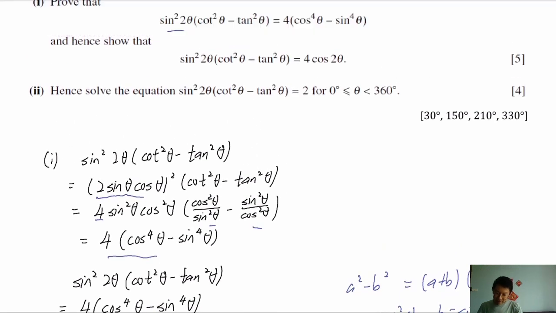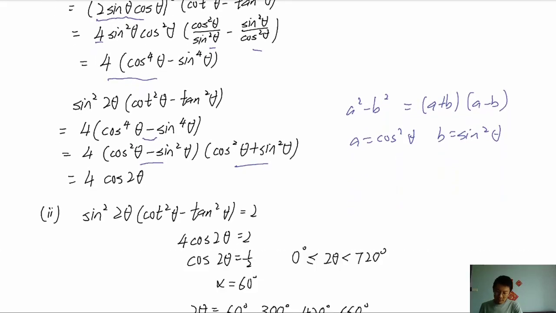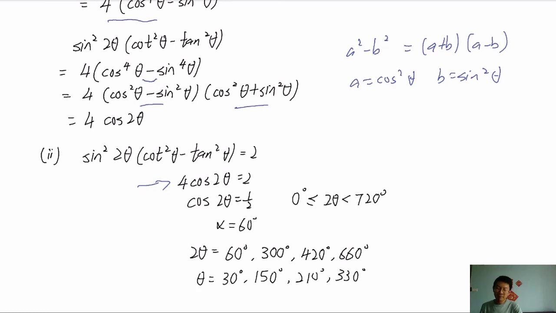The second part is then, okay, we have to solve the equation. For this equation, the whole left hand side is equal to this whole left hand side, so of course we can just apply our result to solve it. What we have is 4 cos 2 theta equals 2, which gives us cos 2 theta equals half. Remember, whenever we solve for an angle which is not just theta, we always have to change the range. Given that theta is from 0 to 360, 2 theta must be from 0 to 720.